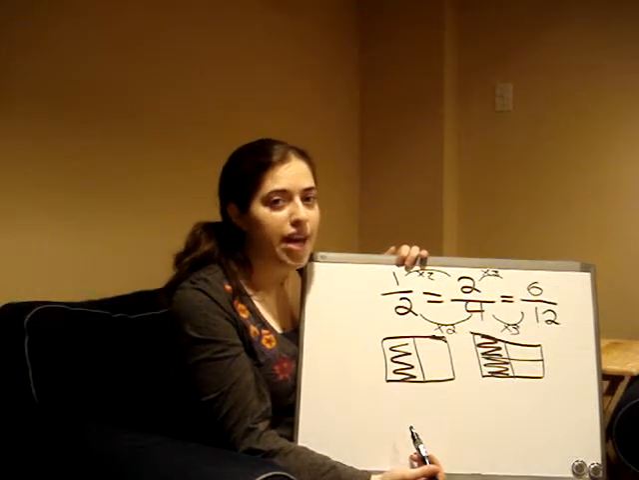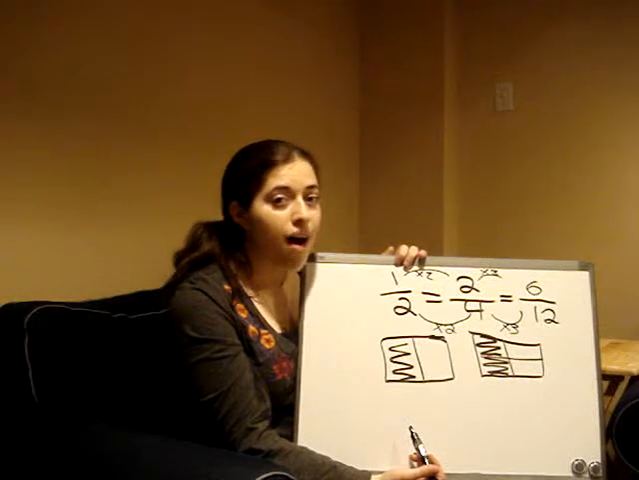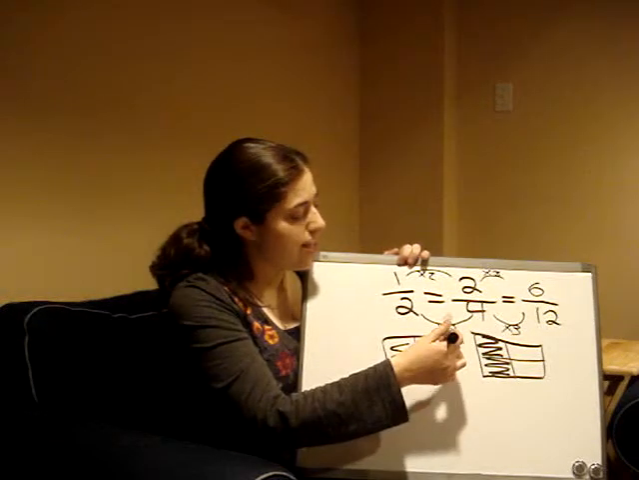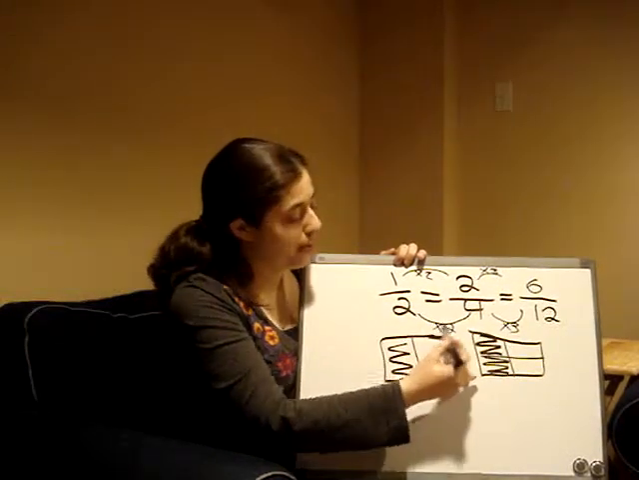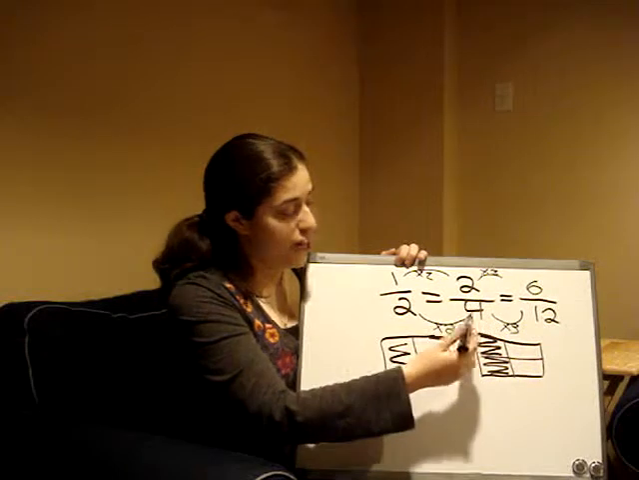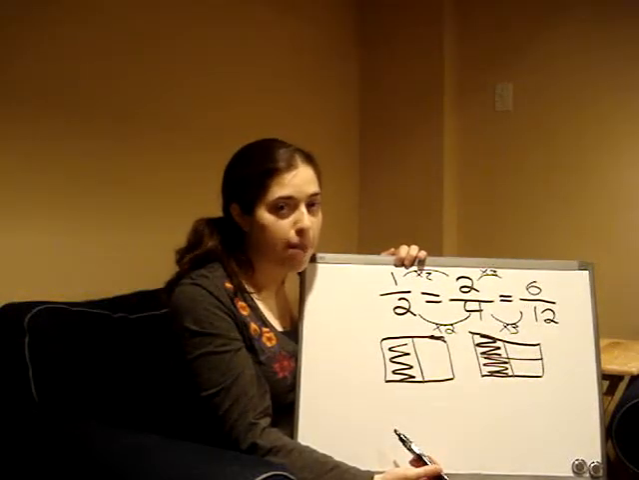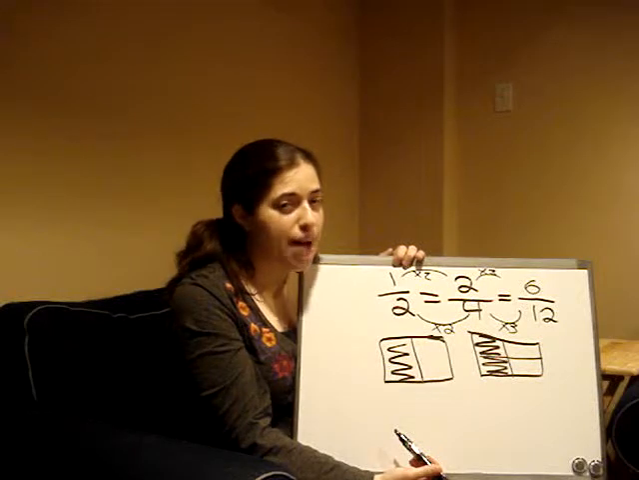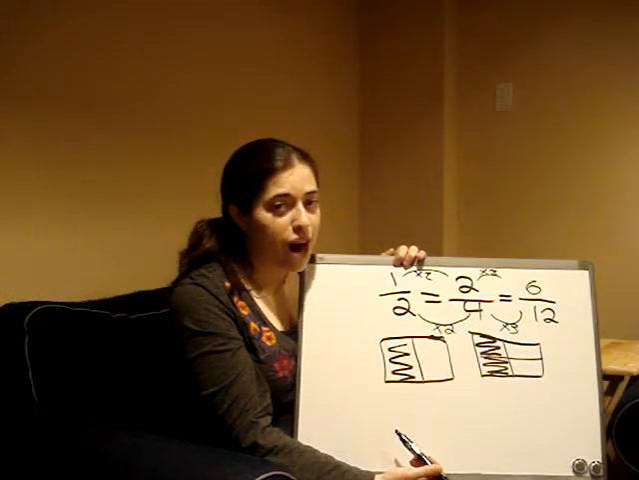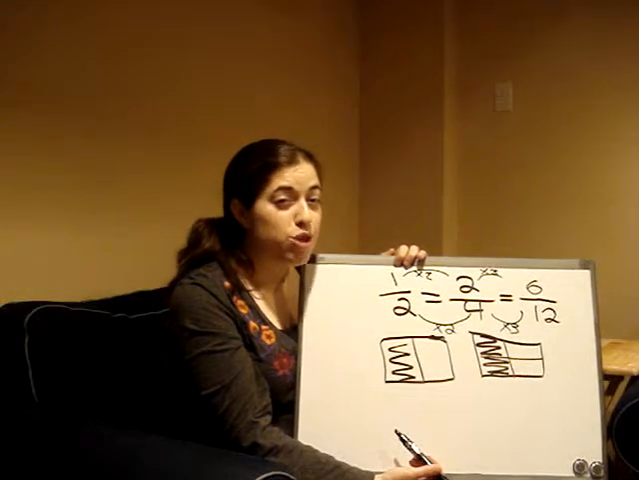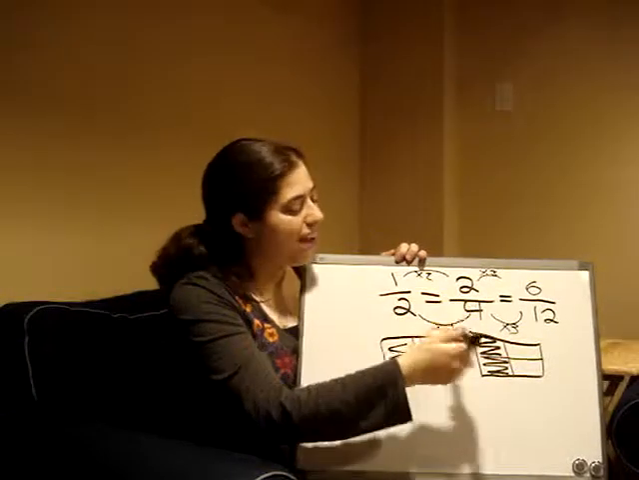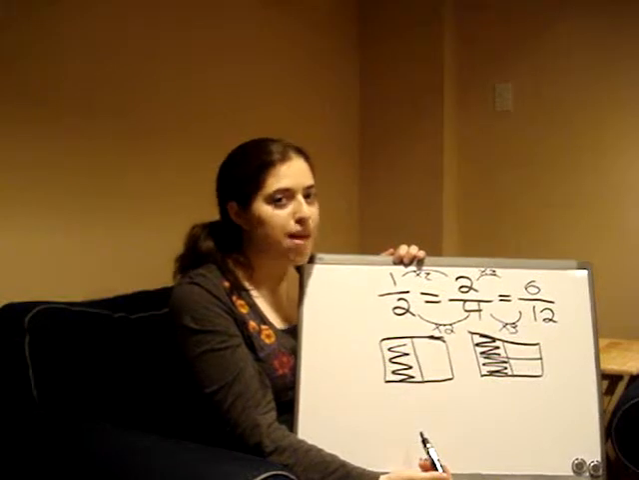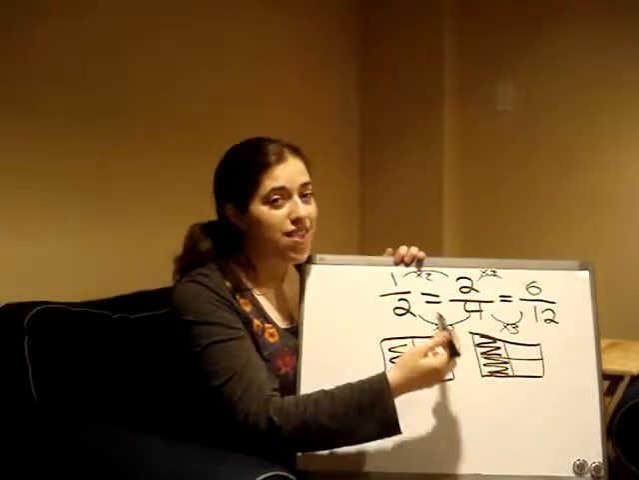Remember, any time that you're asked to find equivalent fractions, all you need to do is the same thing to the denominator and the numerator. More specifically, you need to either multiply or divide the numerator and the denominator by the same number. You cannot find equivalent fractions by adding, and you cannot find equivalent fractions by subtracting. Only by dividing or multiplying. And if you choose to divide, that means you have to divide the numerator and the denominator. And if you choose to multiply, that means you're multiplying the numerator and the denominator.